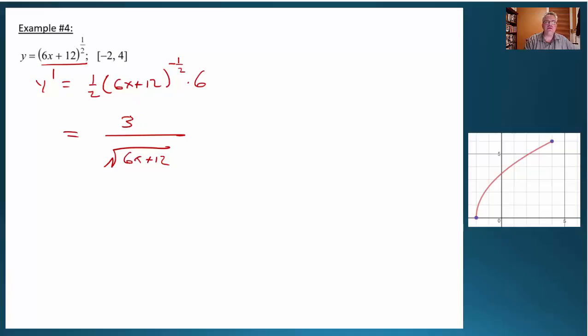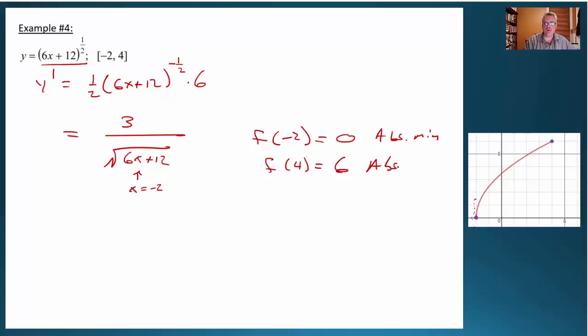And again, we see that this derivative is never equal to 0. It is undefined at x equals -2, but that's one of our endpoints. That's a point we're going to check already. And actually, you see right here, the derivative would be vertical, which means the slope is undefined right there. So we just got to check 2 points, f of -2 and f of 4. There were no critical points, so just the endpoints. So f of -2 is 0, f of 4 is 6. This is the absolute min, and this is the absolute max.